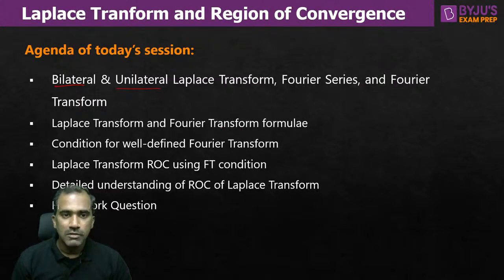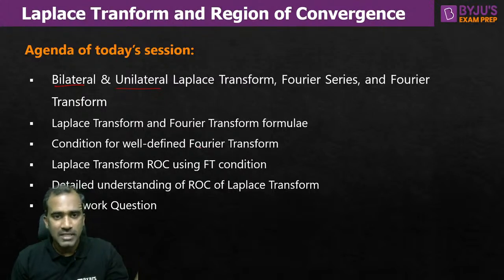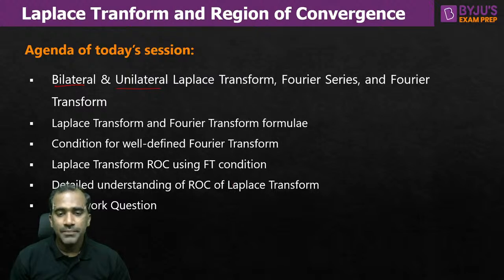Second thing, we'll quickly talk about the Fourier transform and Laplace transform formula, using which we'll talk about the condition for a well-defined Fourier transform. I've discussed this in great detail in the Fourier transform topic, which I covered last month. I'll just revise this part because we have to use it in understanding the region of convergence of Laplace transform. And we'll understand whatever should be understood regarding the ROC of Laplace transform, and why. What is the reason why we call it a region of convergence? We'll talk about that as well.